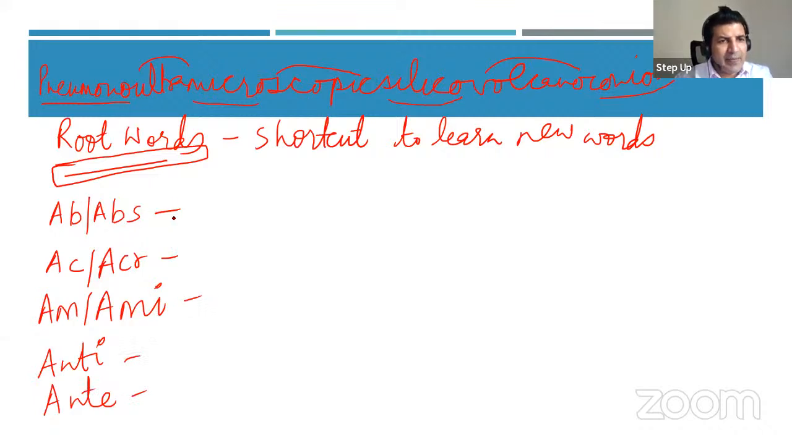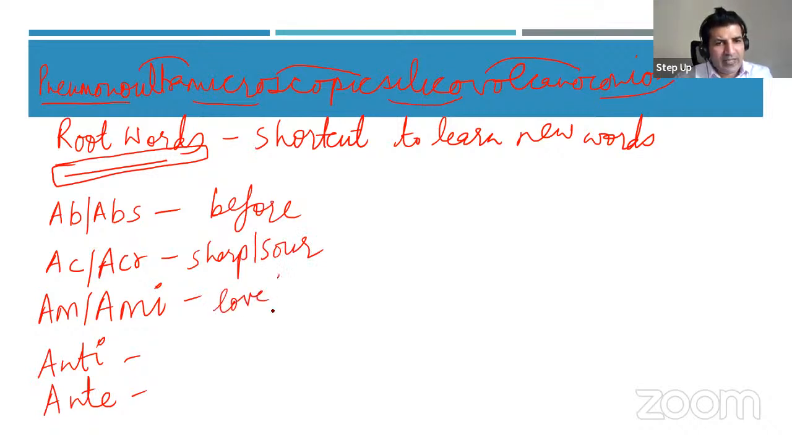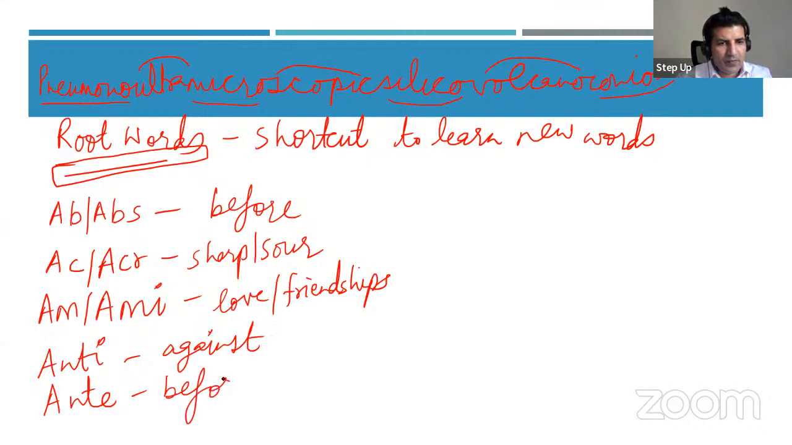Right now, ANTE means before. ACR means sharp or SAR. So if you know that this root means this, then you can guess the meaning of a lot of words easily. And one root can give meaning up to 28 words. So you can imagine. For example, ABS, not before, sorry, that is ANTE. This means away from.